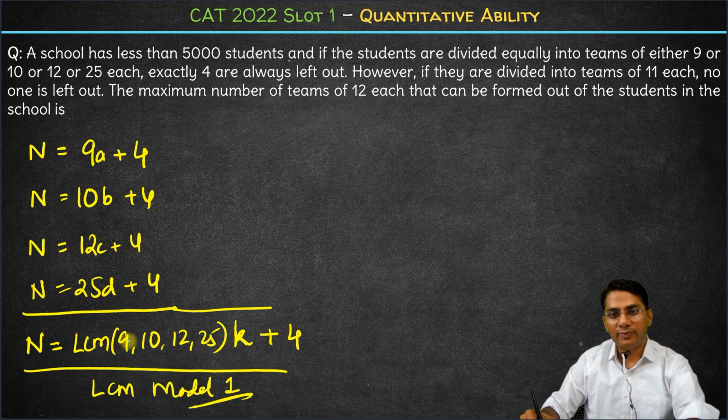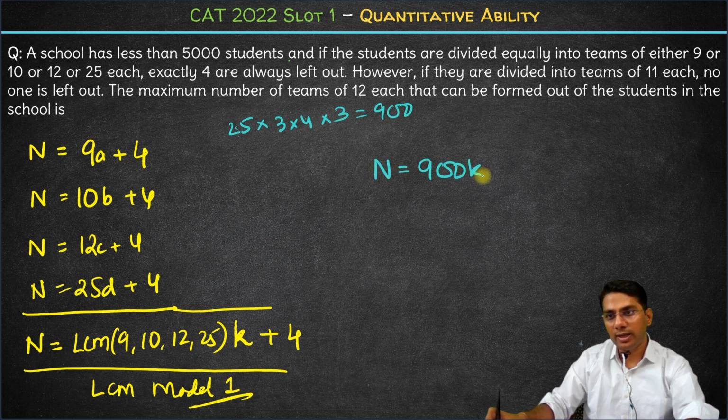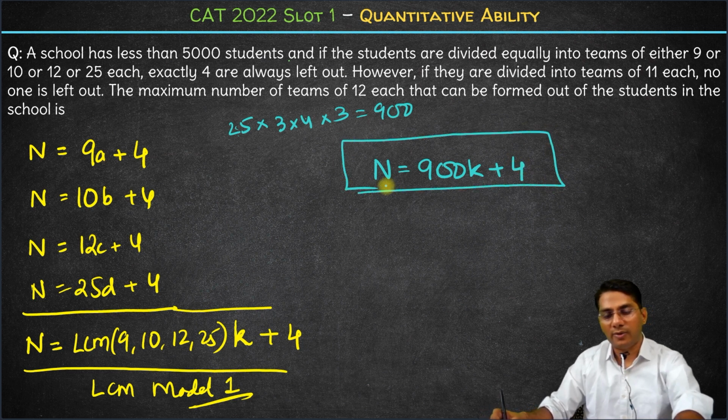So now LCM of 9, 10, 12 and 25, this is how much? 25 is 5 square, 12 has a 3 and a 4, 10 has a 5 and a 2, so 5 and 2 we already have. 9 has a 3 square, so one 3 is there, we want one more 3. So 25 into 4 is 100, 3 into 3 is 9, so 900. The LCM is 900, so n is of the form 900k plus 4. This is the form of n.